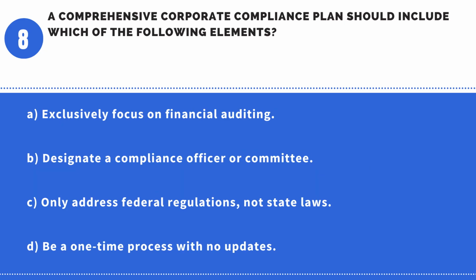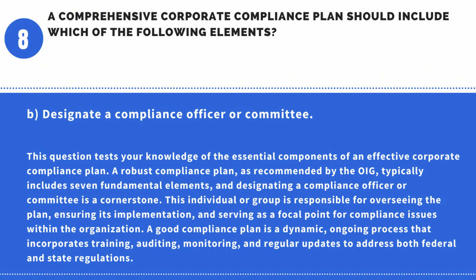Question 8. A comprehensive corporate compliance plan should include which of the following elements? A. Exclusively focus on financial auditing. B. Designate a compliance officer or committee. C. Only address federal regulations, not state laws. D. Be a one-time process with no updates. Answer: B. Designate a compliance officer or committee.